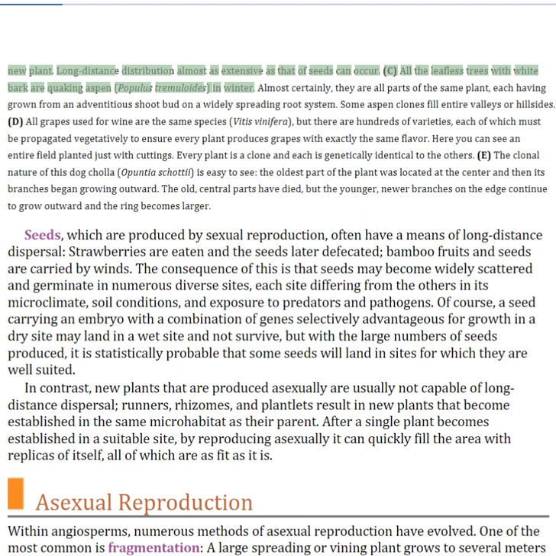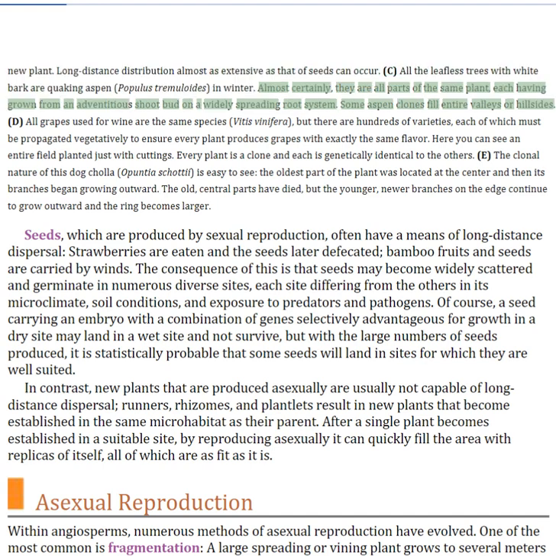All the leafless trees with white bark are quaking aspen in winter. Almost certainly, they are all parts of the same plant, each having grown from an adventitious shoot bud on a widely spreading root system. Some aspen clones fill entire valleys or hillsides.